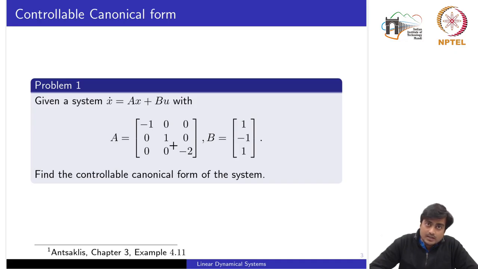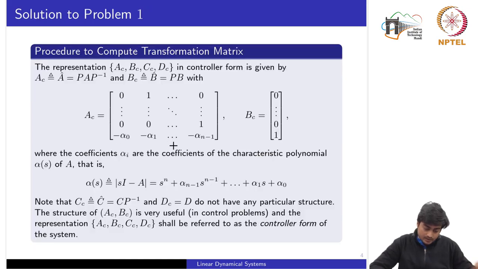Now there are other ways. For example, if we are able to obtain the similarity transformation matrix, using the concepts we have studied during the theoretical lectures, then instead of computing the polynomial, we could directly compute the controllable canonical form. So first we will see one of the procedures to compute the transformation matrix, and then we will compute directly the controllable canonical form.